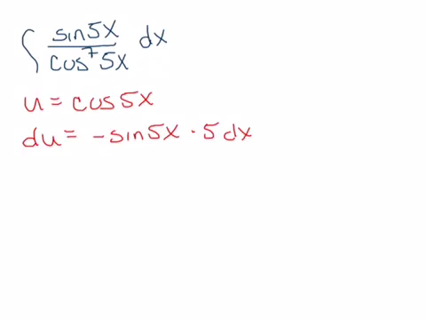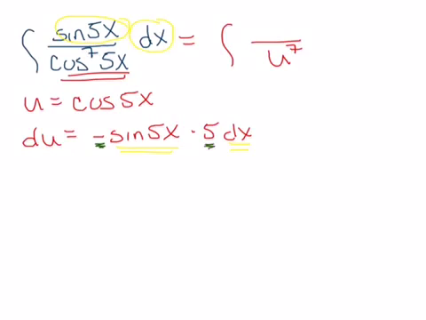Okay, so when we're rewriting our integral in terms of u's, we've got cosine 5x is our u. So in the denominator, cosine to the 7th of 5x is u to the 7th power. In the numerator, we're close to having our du. We have sine of 5x and dx. But just like in the previous problem, we're missing some things. We're missing the negative sign and the 5.